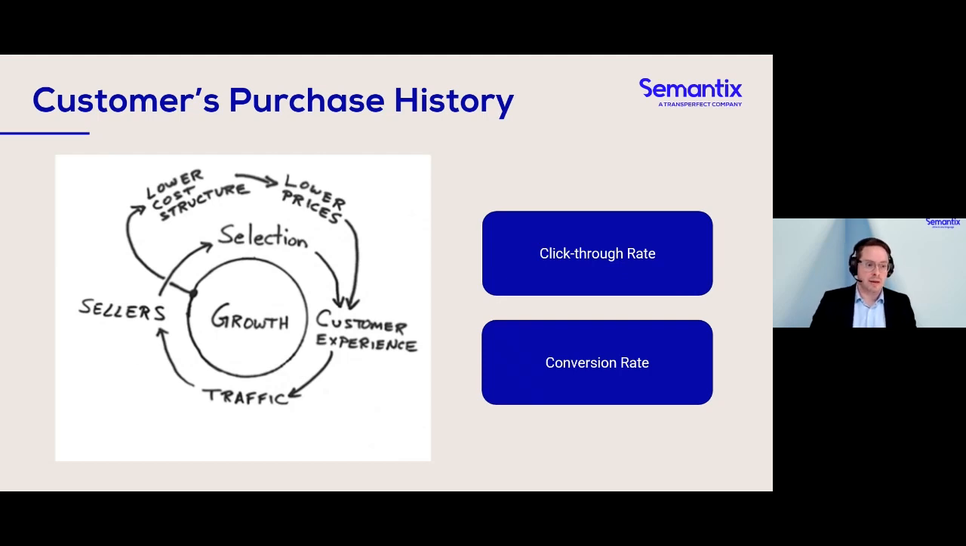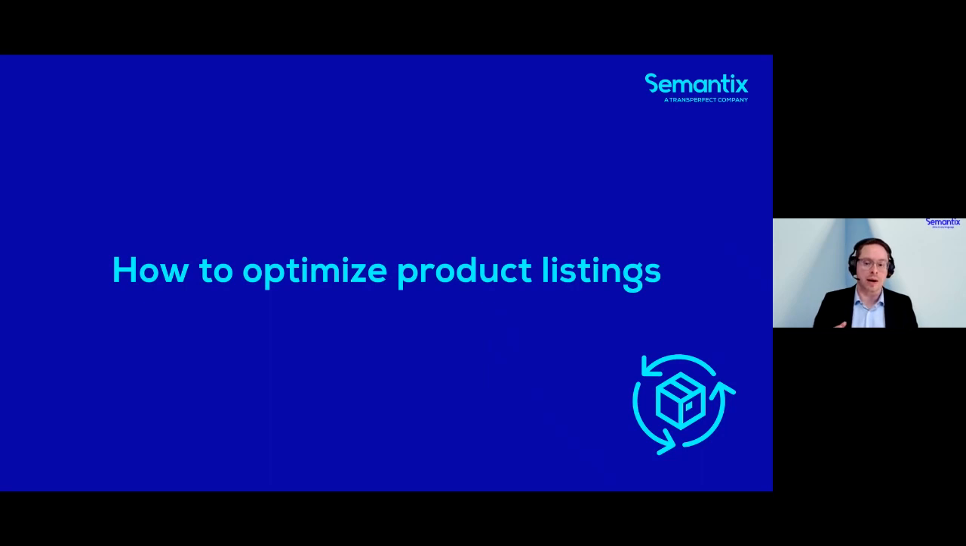So now that we understand that bit, let's talk about how to optimize. Now that we understand the ranking factors, what are some of the most important aspects of a product listing that we need to be ranking on and optimizing our content for?